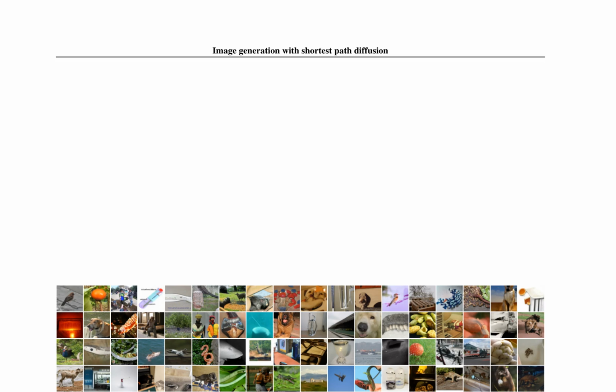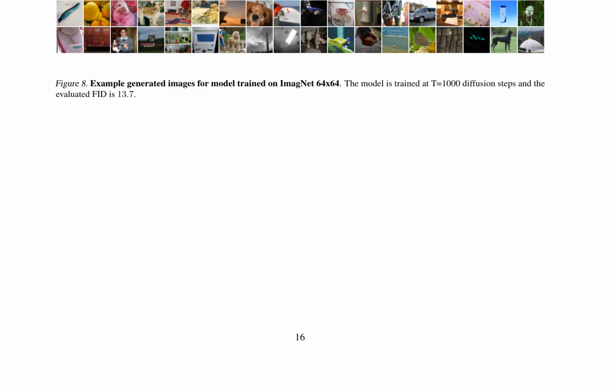The generated images using the shortest path diffusion model are presented, showcasing the capabilities of this approach. Figure 7 displays example generated images at t equals 500 diffusion steps for models trained on CIFAR10, with the proposed SPD method achieving a Fréchet inception distance, FID, of 2.74, outperforming IDDPM with FID equals 4.20, and IDDPM plus DDIM with FID equals 3.74. Figure 8 presents example generated images for a model trained on ImageNet 64x64, with an FID of 13.7 at t equals 1000 diffusion steps. These results demonstrate the effectiveness of the shortest path diffusion approach in generating high-quality images.